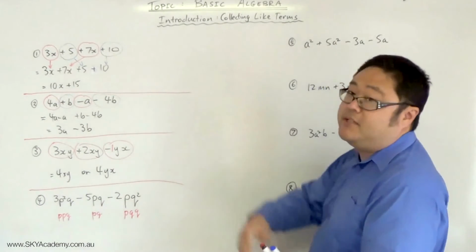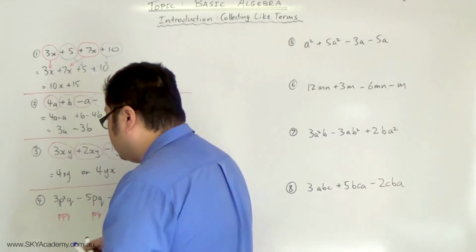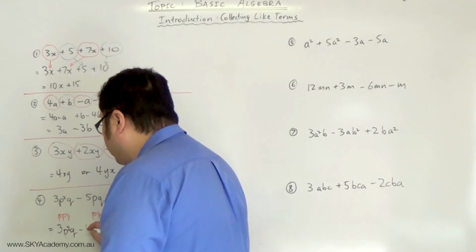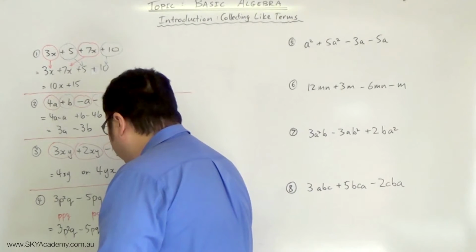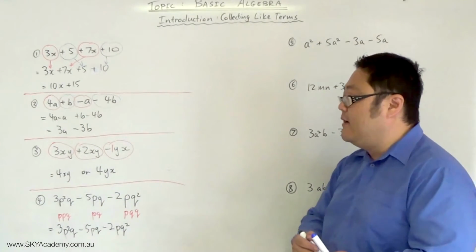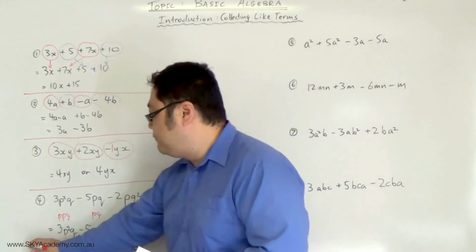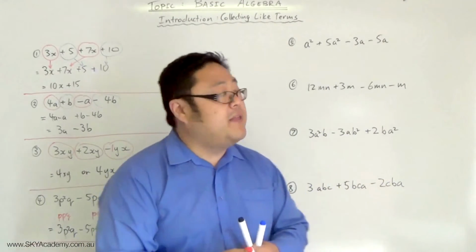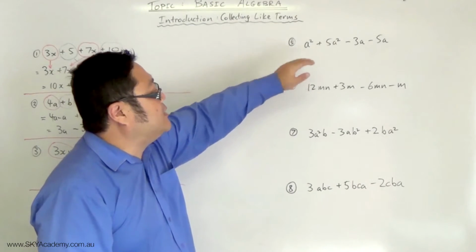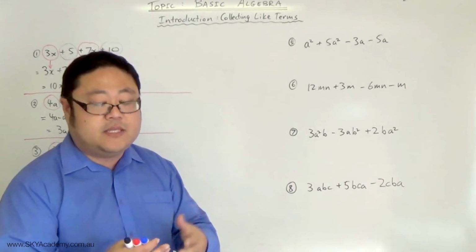And if they're not like terms, you can't collect them the same way. So the answer for this question, surprisingly enough, is just 3p squared q minus 5pq minus 2pq squared. It just stays the way it is. Okay? And that is the answer for that particular question. Now, on the other side, we've got another question. These are the questions that you should be able to do now. So we'll do them a little bit faster than the way that we did them before.